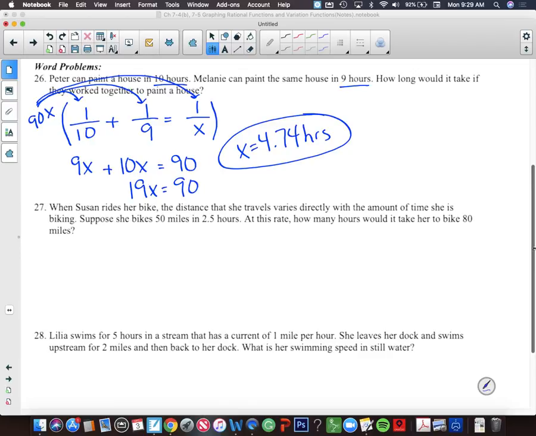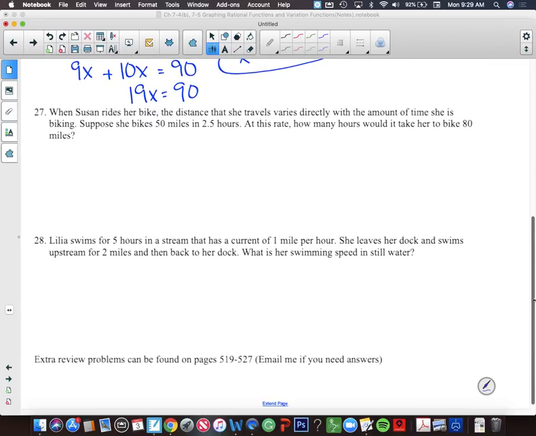Okay. Number 27. So this is a distance kind of problem. So we see distance, so we need distance equals rate times time. This is a very simple formula to remember. Distance equals rate times time. Everybody should remember that because we've been doing it for a little while. So the distance she travels varies directly, and you could use y equals ax also, because I see directly, right? That's a direct variation.